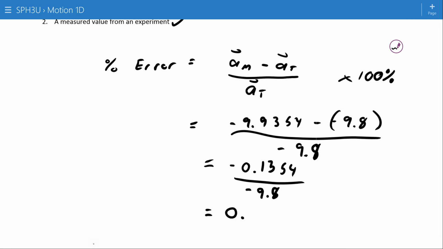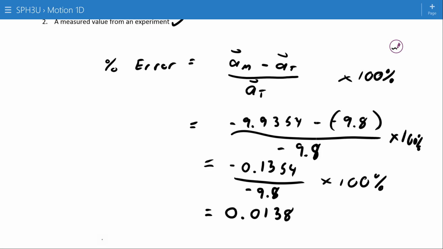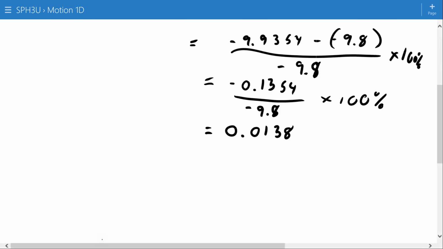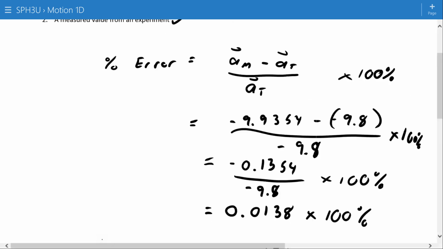a value of 0.0138. I think when we look at this value, you can see why people don't really like it as just a straight number, because 0.0138 isn't really something that sits well with us in terms of just interpreting it. Something that looks a lot nicer as a percent, and in this particular case we have 1.38% error.